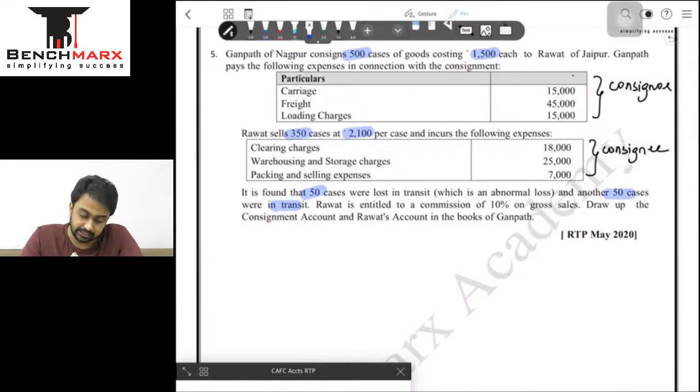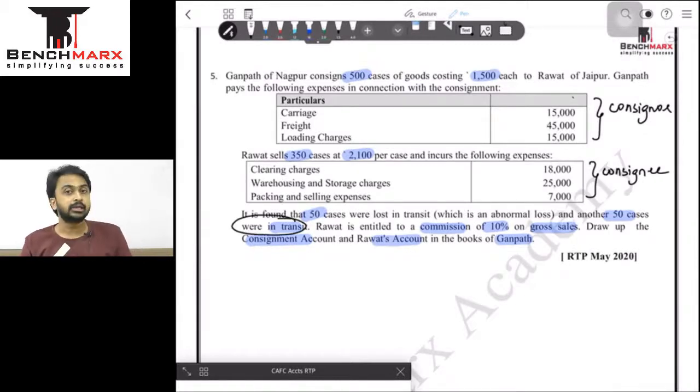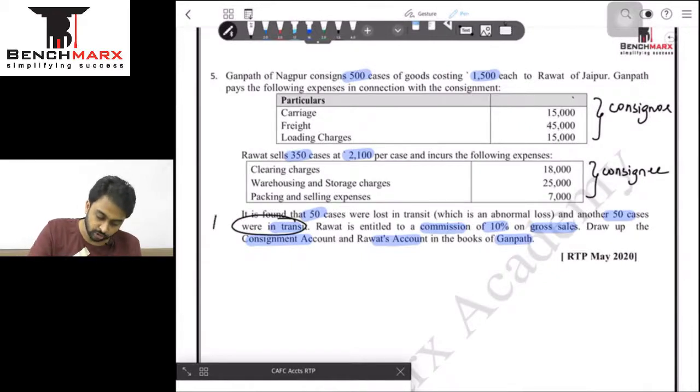रावत कौन है? रावत कंसाइनी है. Rawat the consignee is getting a commission of 10% of the gross sales. जो भी अपना सेल्स होता है उसका 10% ले लेंगे, and that is the consignee's expenses, consignor's expense, ठीक है. Make a consignment account and Rawat account in the books of Ganpat. गणपत इज द कंसाइनर. ये भी काफ़ी इंटरेस्टिंग सम है बिकॉज the concept of goods in transit, this is something which is not common in most questions. So this adjustment also has to be gone through before the exam. So this makes the sum interesting, ठीक है.